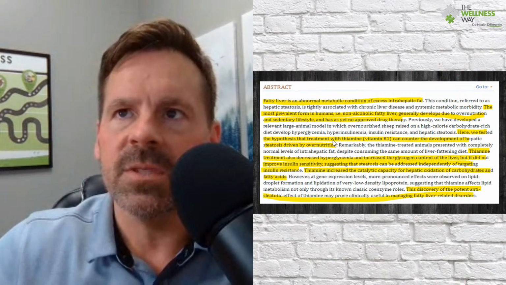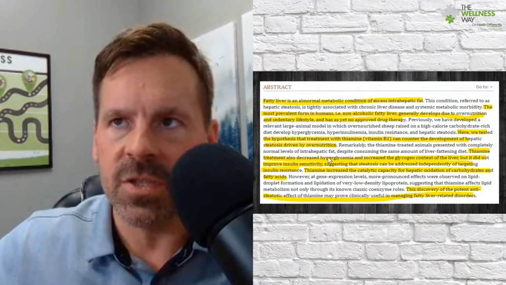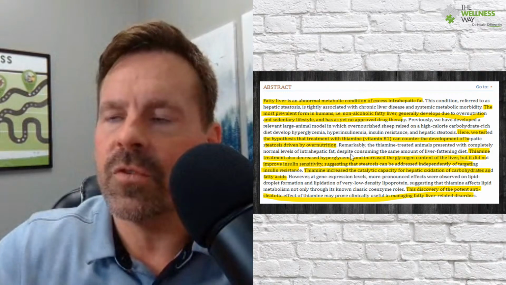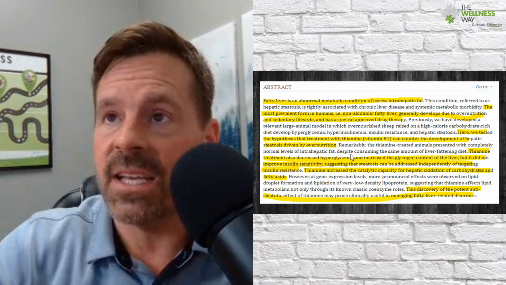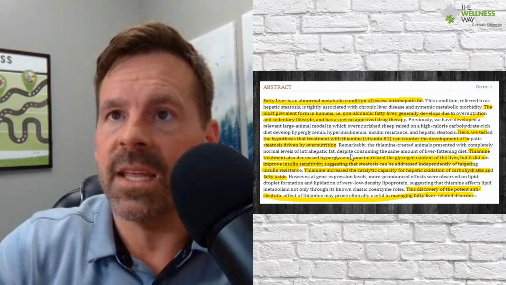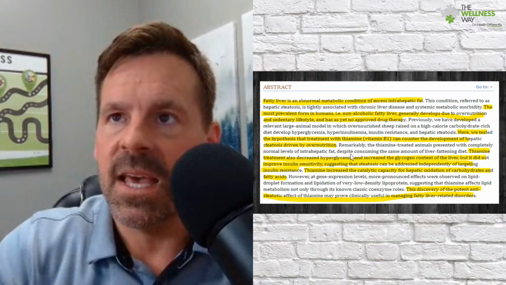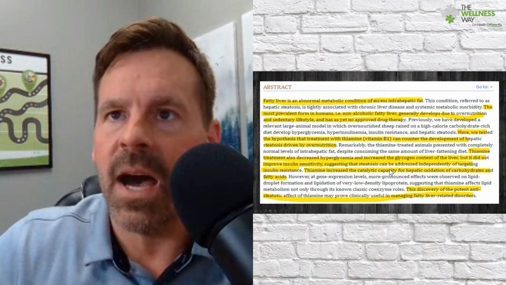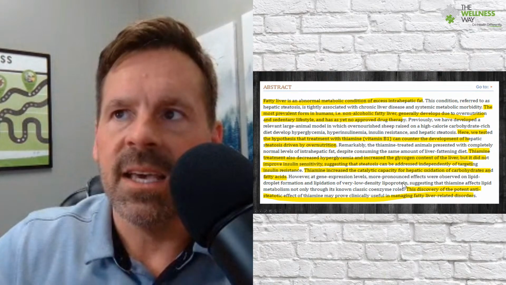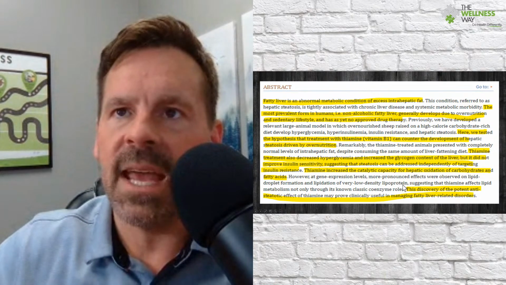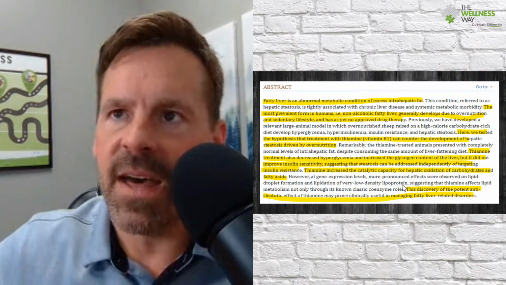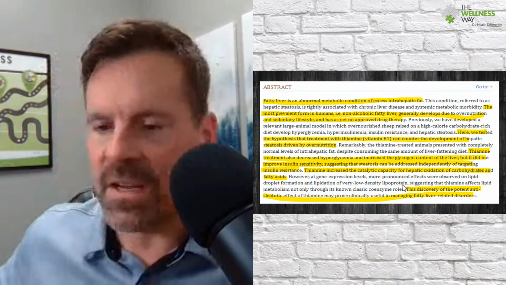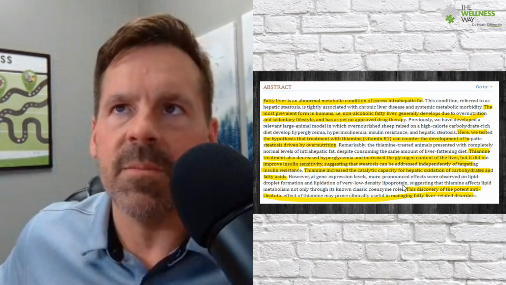Thiamine treatment also decreased hyperglycemia, or your blood sugars, and increased the glycogen content of the liver, but it did not improve insulin sensitivity, suggesting that fatty liver could be addressed independently of targeting insulin resistance. Thiamine increased the catalytic capacity for hepatic oxidation of carbohydrates and fatty acids. This discovery of the potent anti-fatty liver effect of thiamine may prove clinically useful in managing fatty liver disorders. If you got a fatty liver, how many of you are actually taking thiamine?